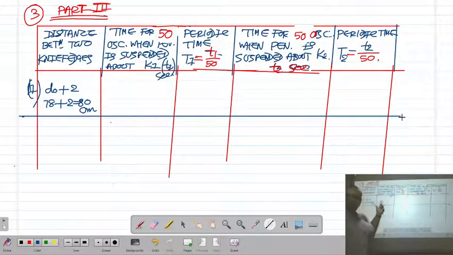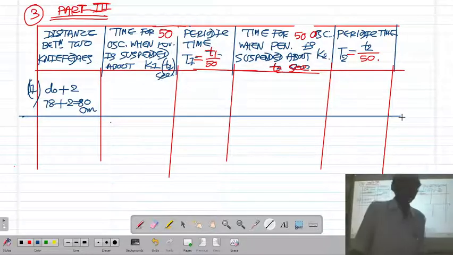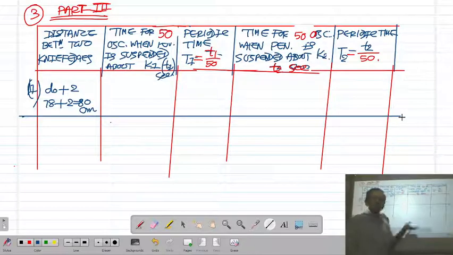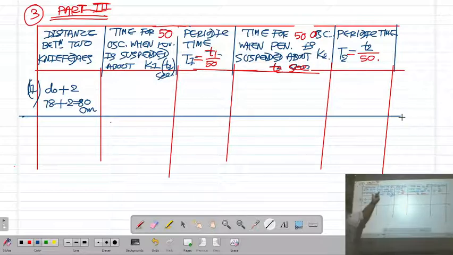So in part 2, from the graph, we got the distance at the point of intersection of the T1 and T2 lines. We got the distance between knife edges is 78 centimeter. So in the last part, keep the distance between two knife edges D0 plus 2 centimeter, that is 78 plus 2, that is 80 centimeter.